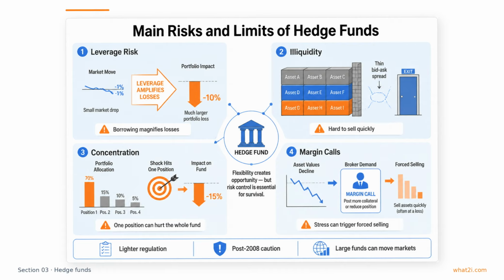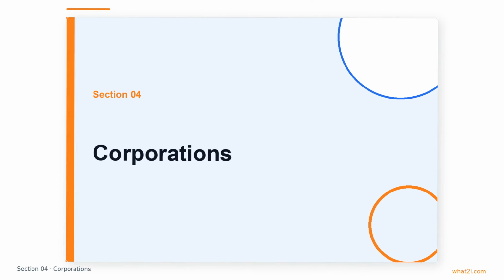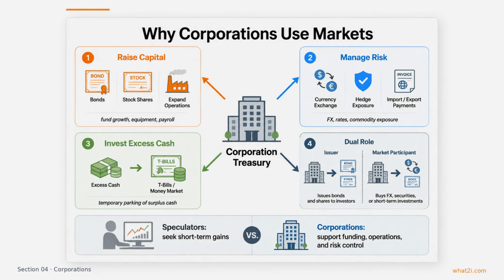As we move from investment funds to operating businesses, the contrast becomes clear. Corporations usually come to markets for stability, not for aggressive return seeking. Section 4. Corporations. Corporations usually use financial markets to support the real business rather than to speculate for short-term gain. They may raise capital, manage risk, invest temporary cash balances, or participate in markets as part of routine treasury operations.